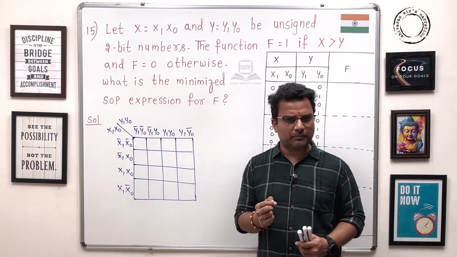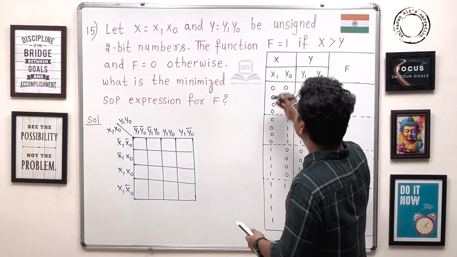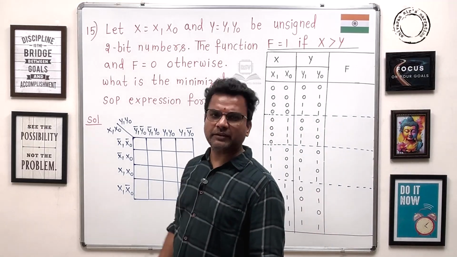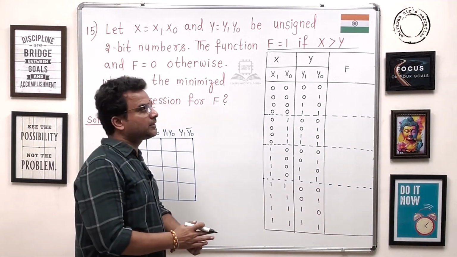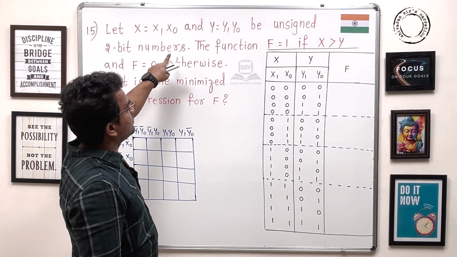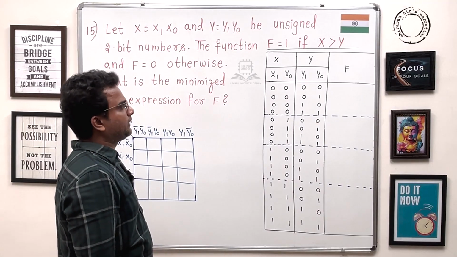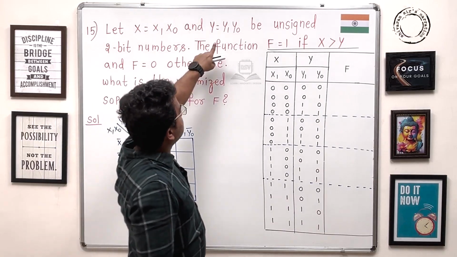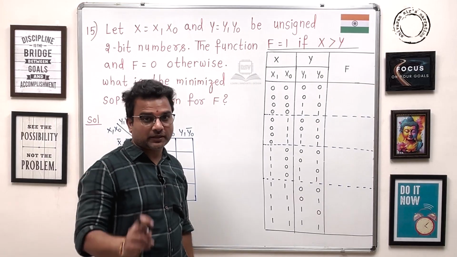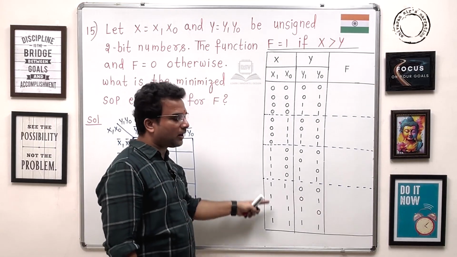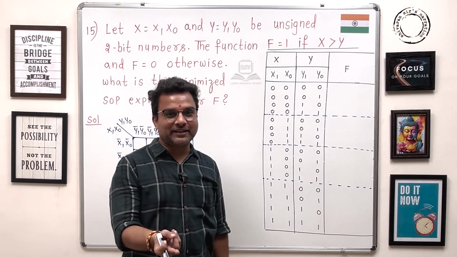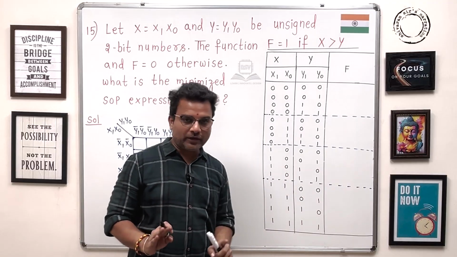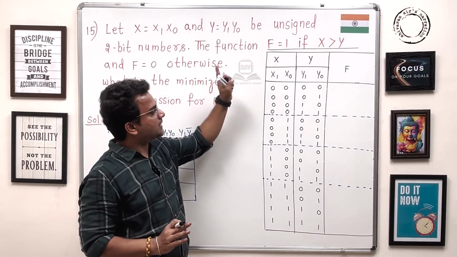What is the design requirement? The design requirement is f = 1 if x > y, otherwise f = 0 only. Now guys, here x = x1 x0, y = y1 y0. They are unsigned 2-bit numbers only. Hence, as there are 2 plus 2, 4 variables, we will get 16 combinations. To optimize the time, I have written the truth table combinations already. Okay. Now, let's enter into the design requirement.